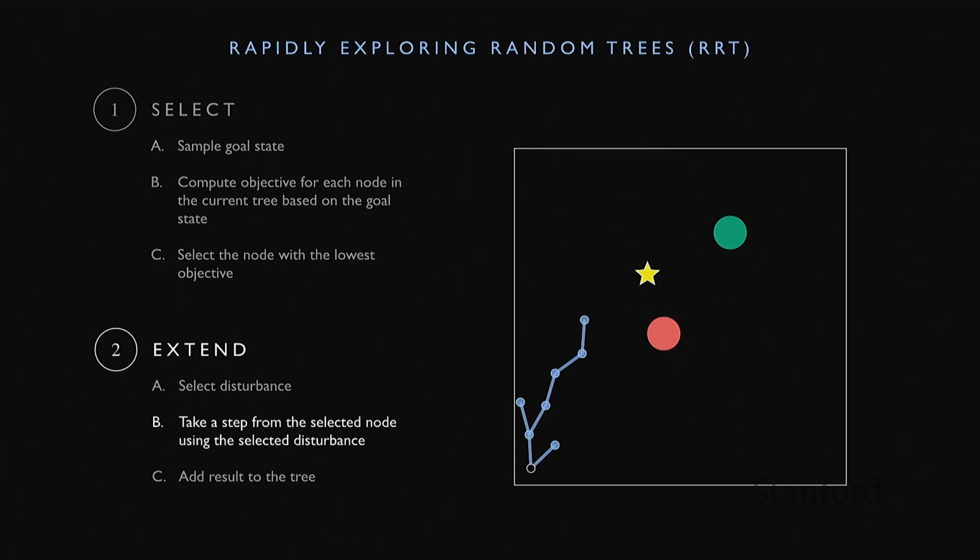But in general for RRT, if your goal is to just explore the space as much as possible, you want to sample your goal state from all over the place, anywhere in your state space. But then for computing the objective, your goal state is now the new goal that you're trying to get to. And so your objective should be something such that the node you extend will get you close to that goal.